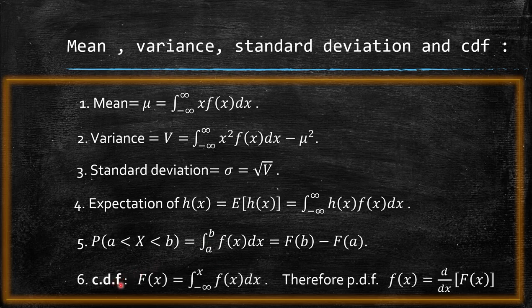How can we define CDF? CDF f of x is nothing but, as all of you know, accumulating probability till x. But here summation is replaced by integral. So we have to integrate between minus infinity to x, so integral of f of x between minus infinity to x. Therefore PDF f of x is nothing but the derivative of CDF. So we can just take the derivative of CDF, which gives f of x back, that is the probability density function.